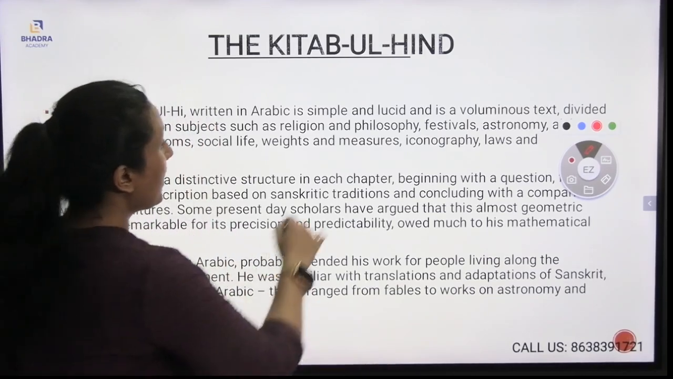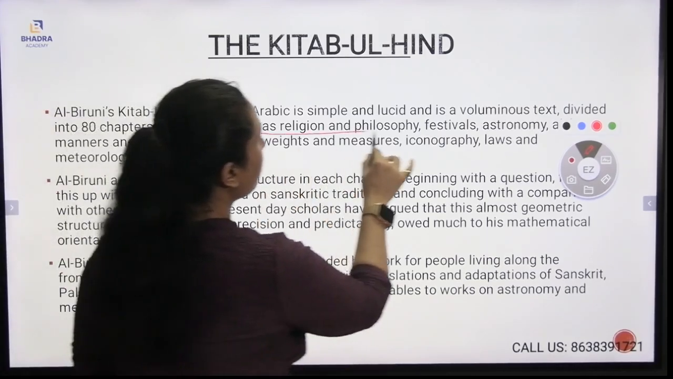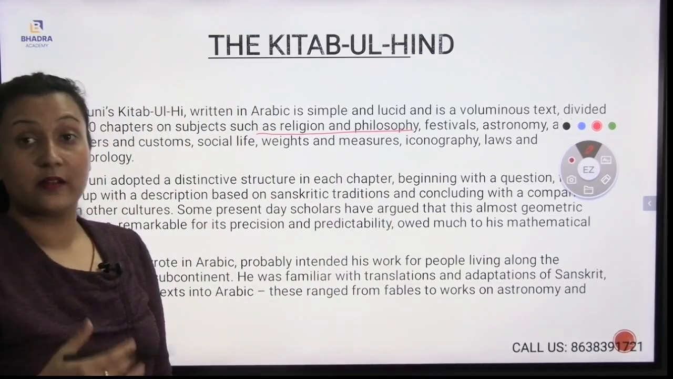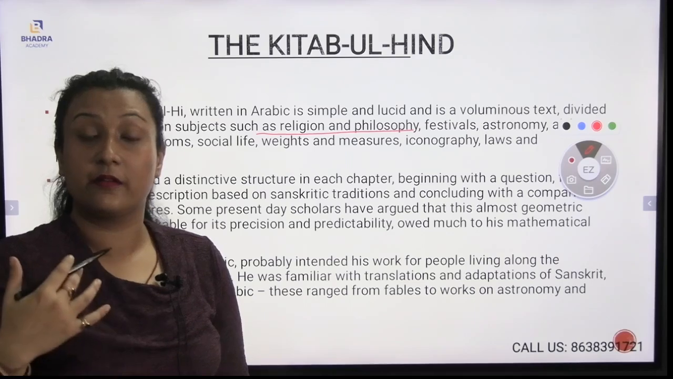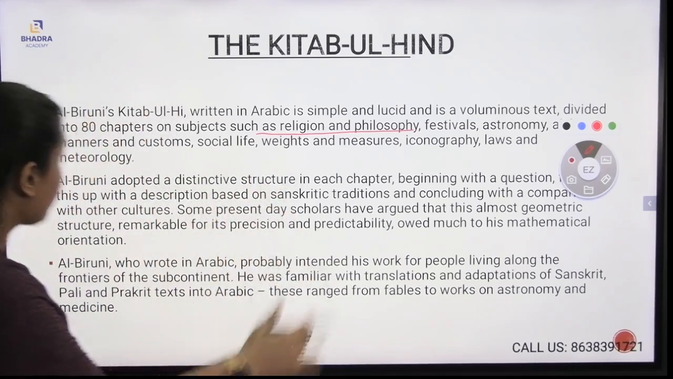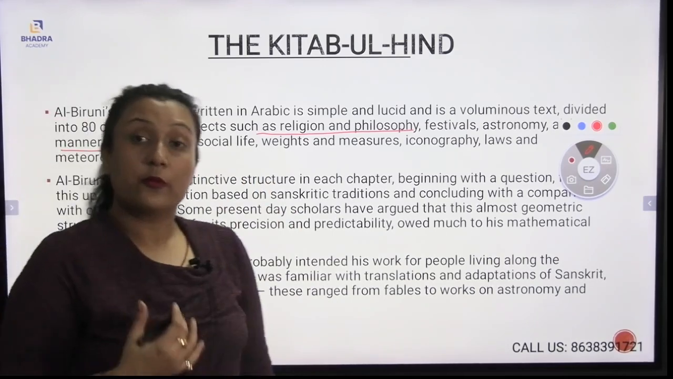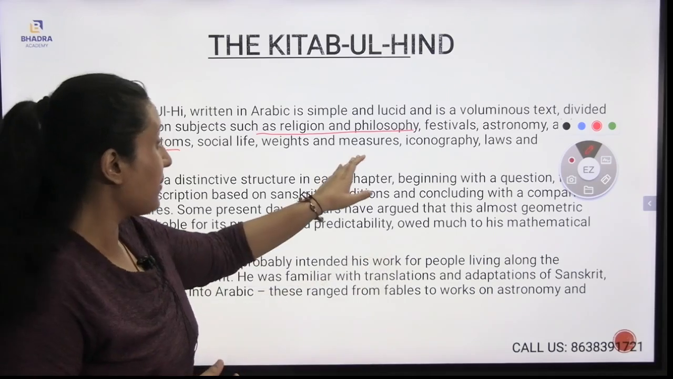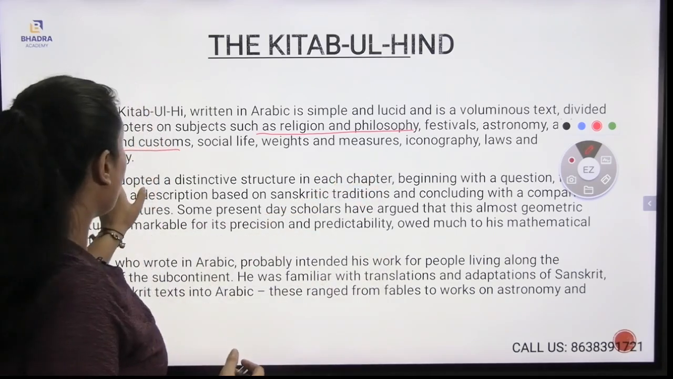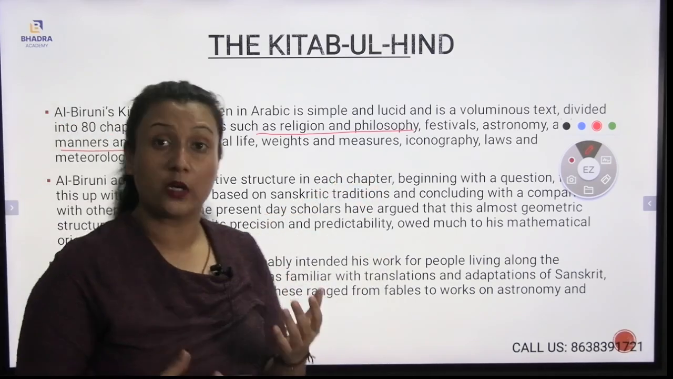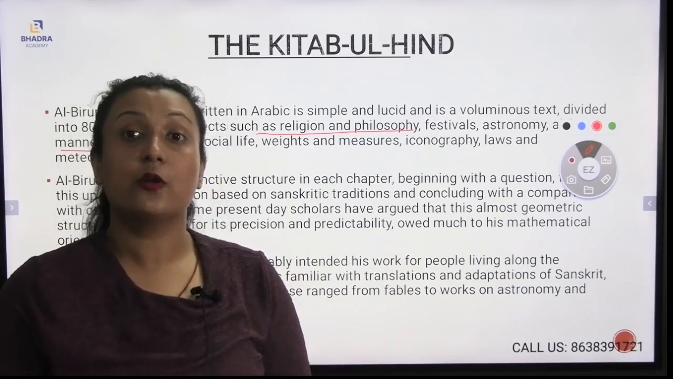In Kitab ul Hind, he has written very much regarding religion and philosophy. Also, regarding festivals, astrology, astronomy, and also about manners and customs, which means etiquette, and also about social life, weights and measures, iconography, laws and meteorology. Very, very important. What were the contents inside the Kitab ul Hind?